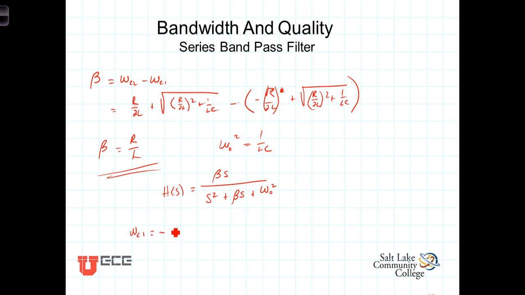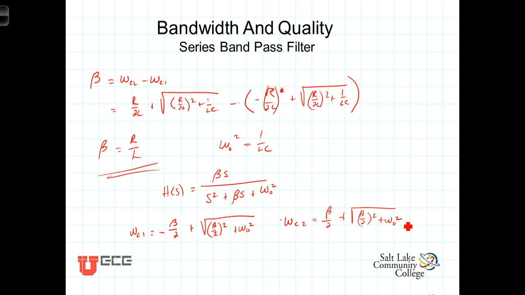And the two cutoff frequencies, omega c1 in terms of beta and omega naught, is equal to negative beta over 2 plus the square root of beta over 2 quantity squared plus omega naught squared. And the second cutoff frequency, omega c2, in terms of beta and omega naught, is positive beta over 2 plus the square root of beta over 2 squared plus omega naught squared.